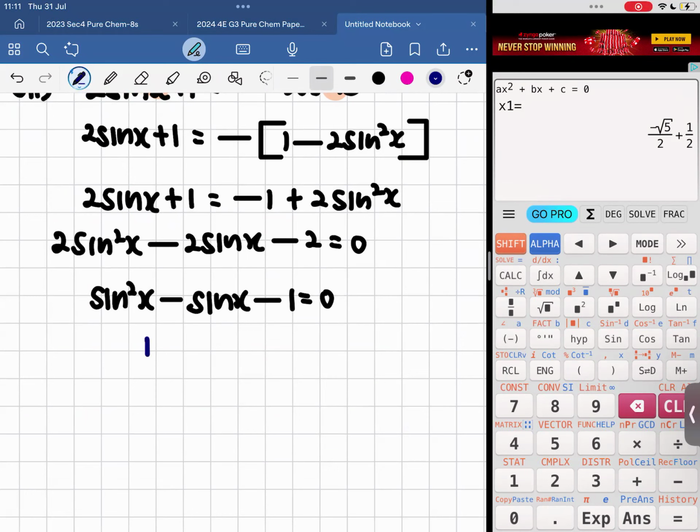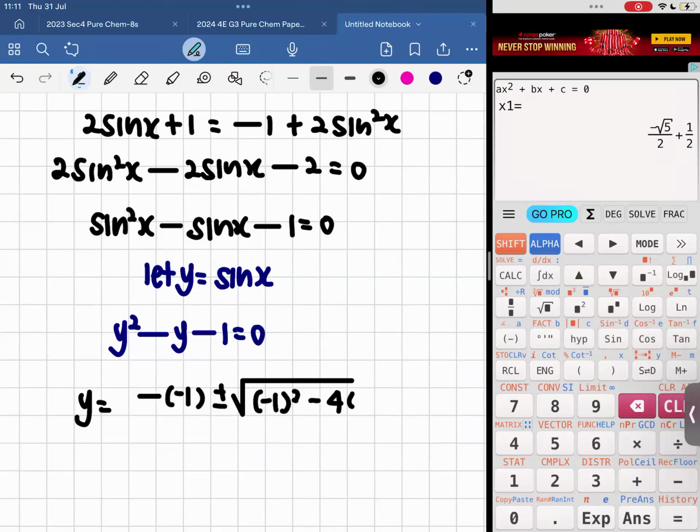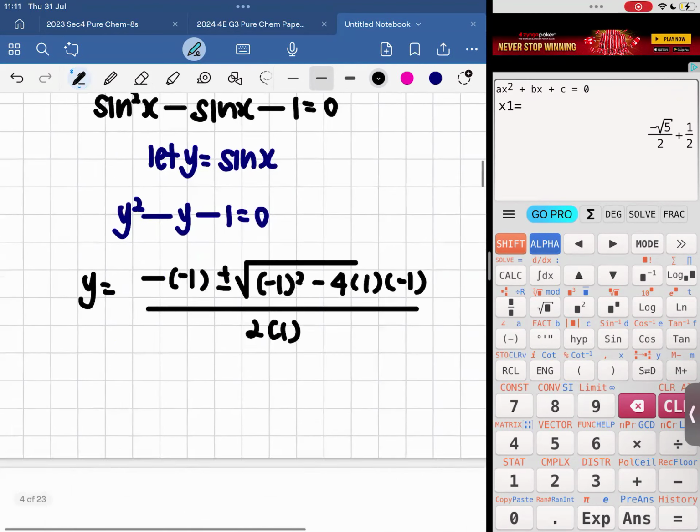Okay, so to solve the quadratic, go and rewrite a little bit. Let y equals sine x. So this is y squared minus y minus 1 equals 0. So when I solve this, I get negative b plus minus square root of b squared minus 4ac over 2a, which is 2 times 1, right?